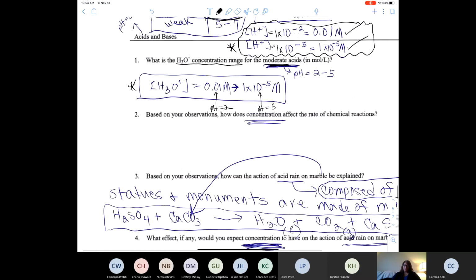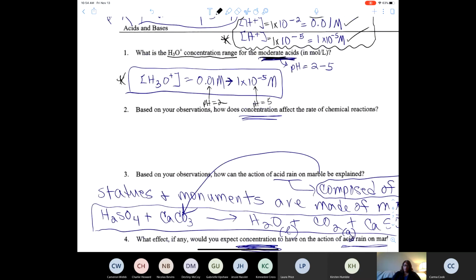For question 2, your observations for your reactions. How did the 6 molar H2SO4 reactions compare to the 0.6 molar H2SO4 reactions? The 6 molar, of course, is the higher concentration. The 0.6 molar is the lower concentration. It is more dilute. The 6 molar is more concentrated.